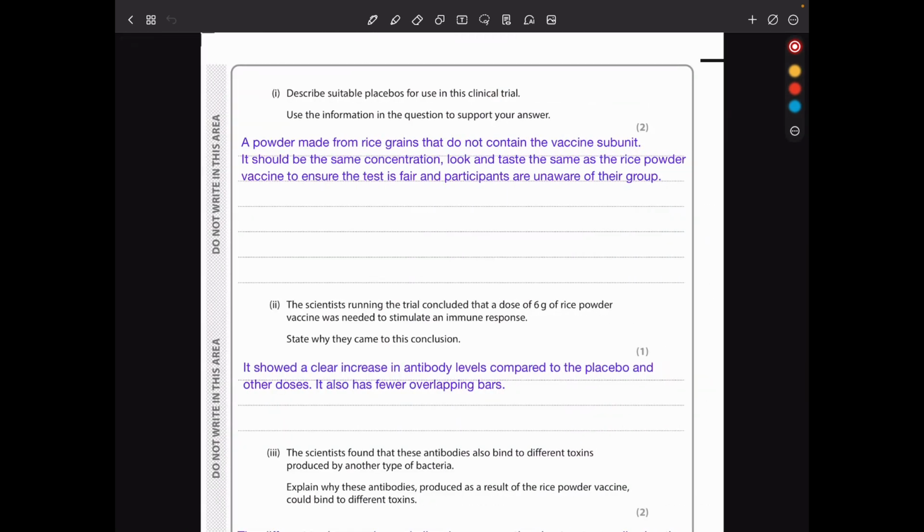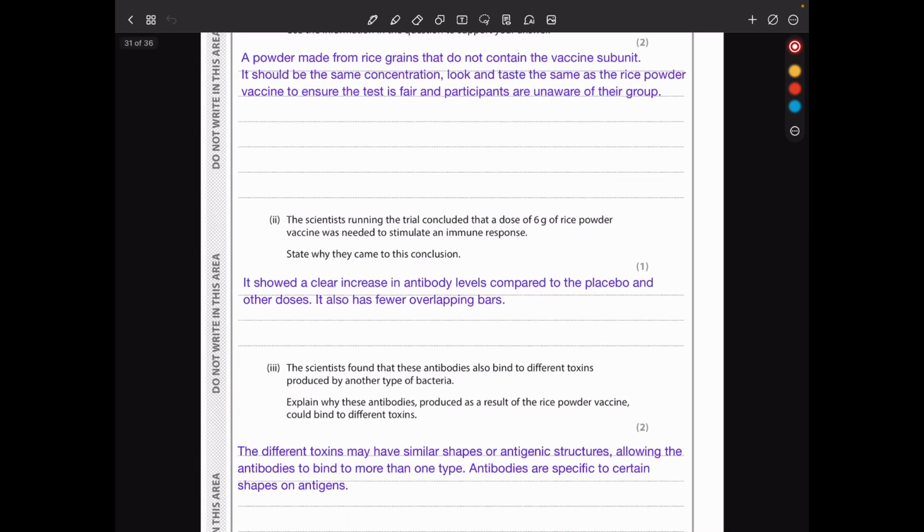So they say describe suitable placebos for use in this clinical trial. Use the information in the question to support your answer. Here they could make powder from rice grains that do not contain the vaccine subunit, and the powder should be the same concentration. It should look and taste exactly the same as the rice powder vaccine to ensure a fair test, and the participants should not be aware of what they're taking.